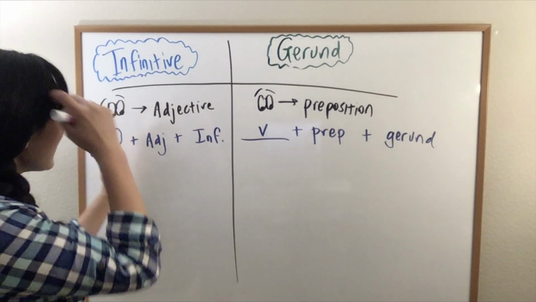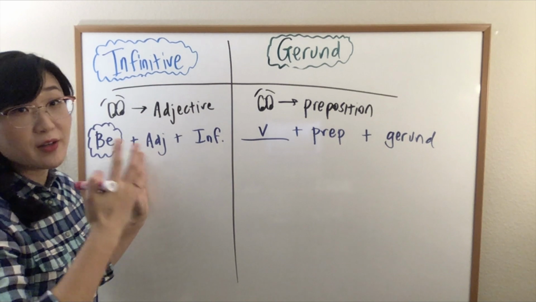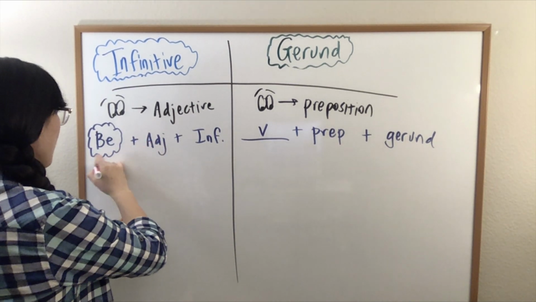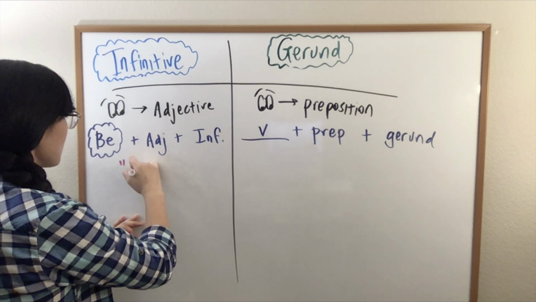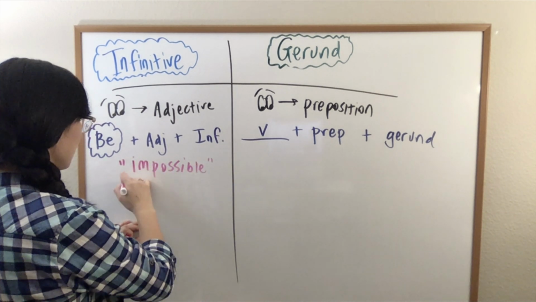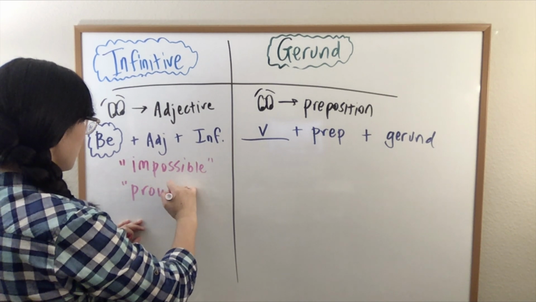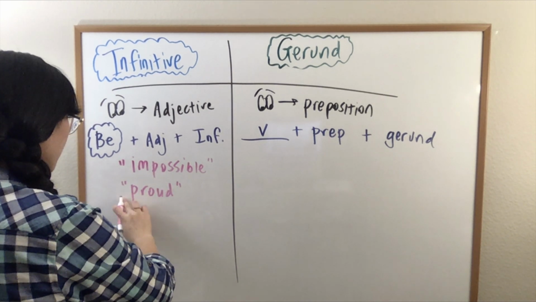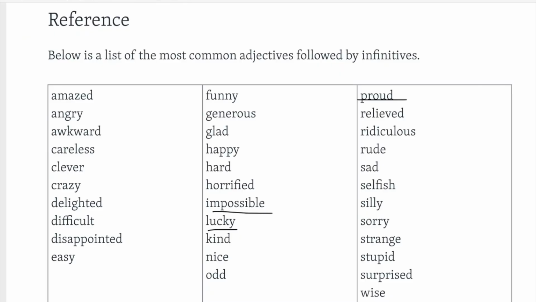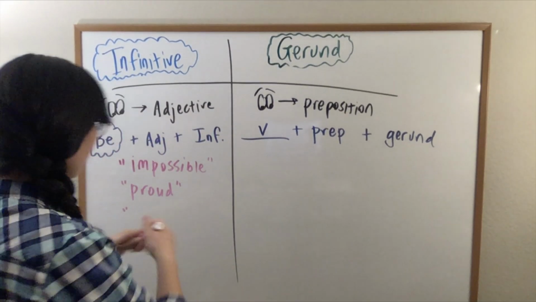If you have an adjective, more often than not, you're going to have this be verb, right? So let's say we had the adjectives impossible, proud, and we said, what did we say? Let me see. Lucky. Okay, lucky.